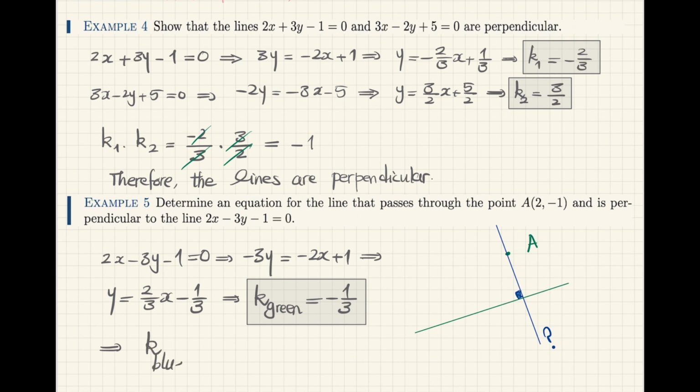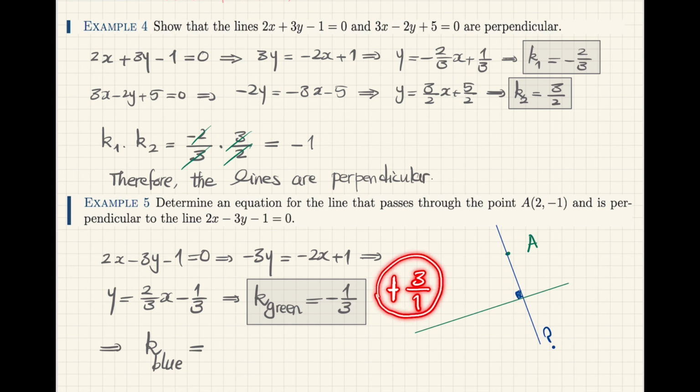And if I ask you what is the k value of the blue line, what is your answer? You need to interchange these. No, sorry, it should be the reciprocal of the green. Reciprocal and multiplied by a negative sign. So if I take the reciprocal, it becomes 3 over 1, negative.